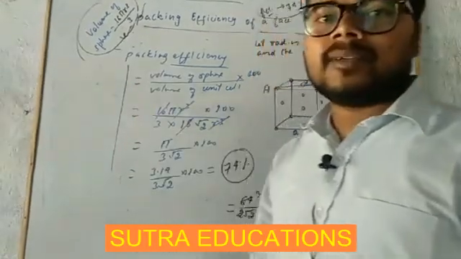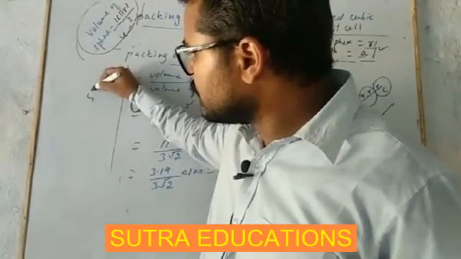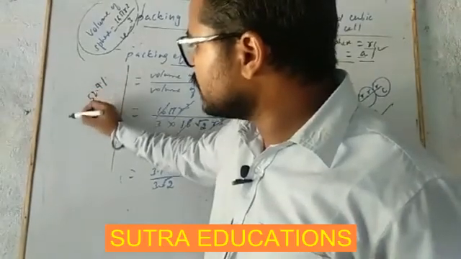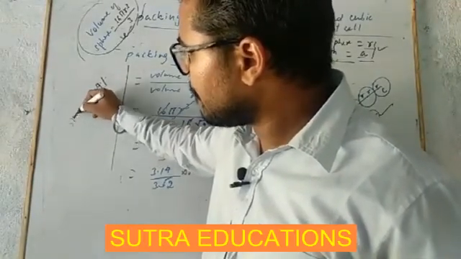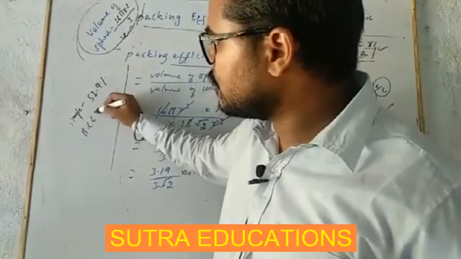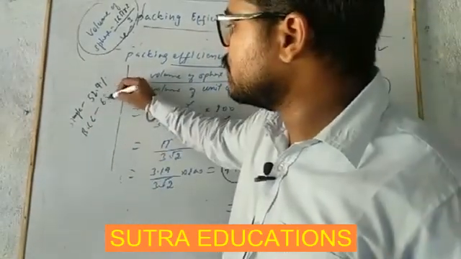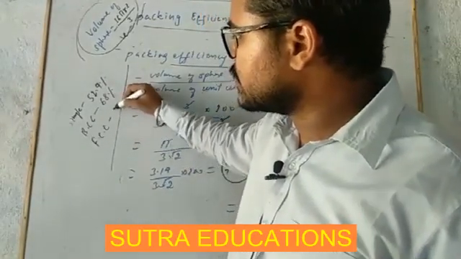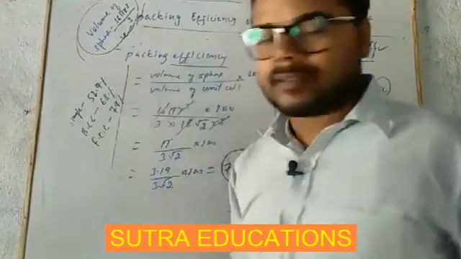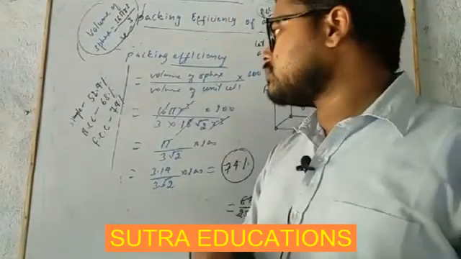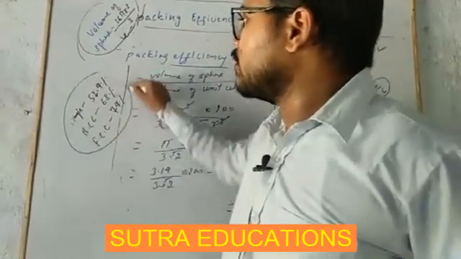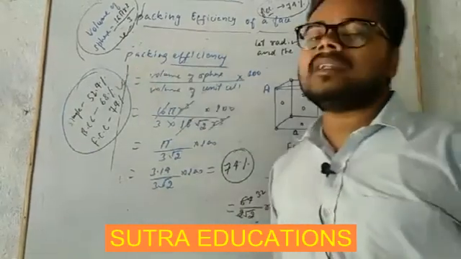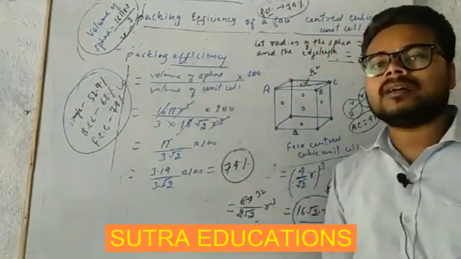Got it? We have discussed three things. Packing efficiency of a simple unit cell is 52.4%. Packing efficiency of a body centered cubic unit cell, BCC, came equal to 68%, and in case of face centered cubic unit cell, it came equal to 74%. So you have to remember these values, and it will be helpful in solving numericals.